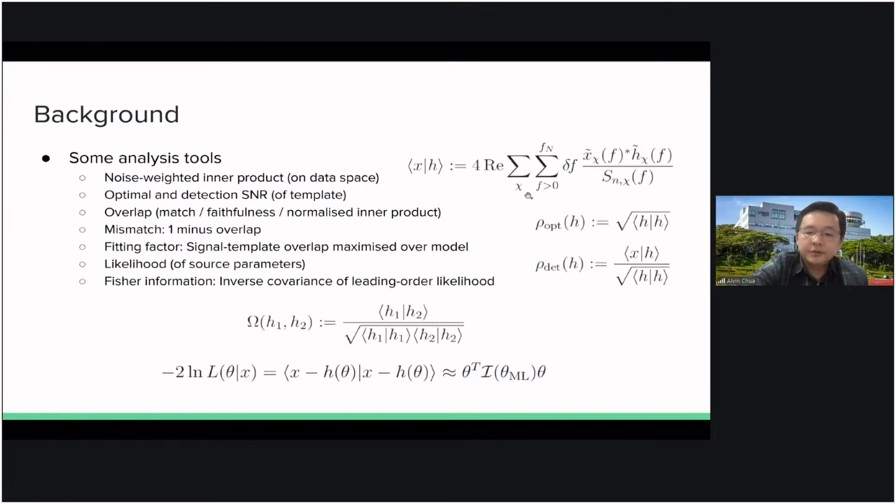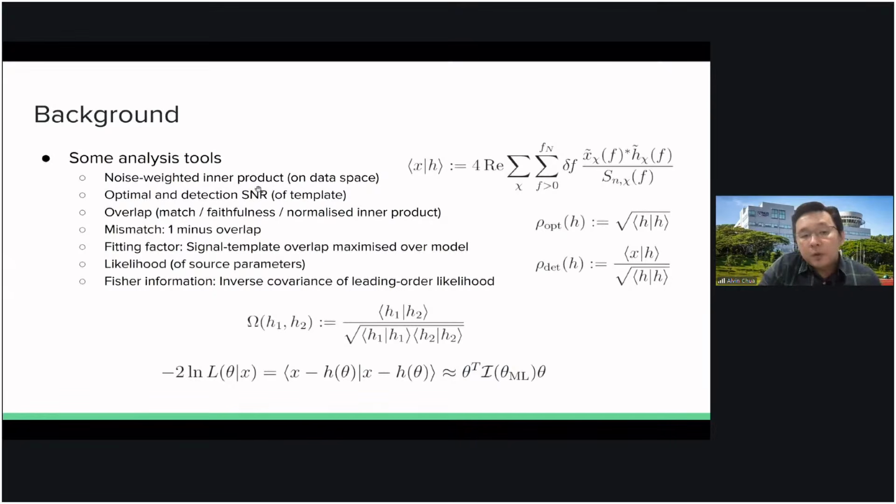This is just the Hermitian product between the Fourier transforms of two time series, X and H, that lie in the data space. And this inner product is weighted by the power spectral density of the detector noise, and also summed over all data channels, chi. In the case of LISA, there will be 3.